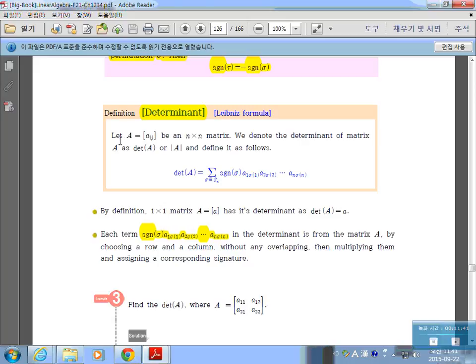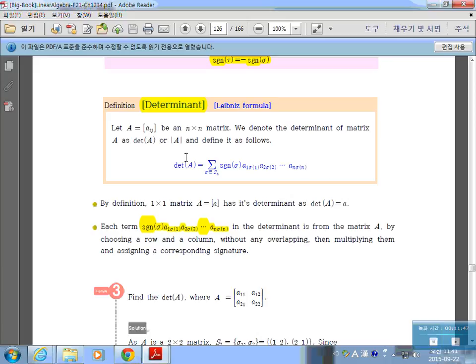Here is the definition of the determinant, finally. With all those concepts that we have covered, the determinant function is defined in this way. The determinant of A for an n by n matrix is the sum of the products A1 sigma(1), A2 sigma(2), ..., An sigma(n), times the signature of that sigma, and add how many?